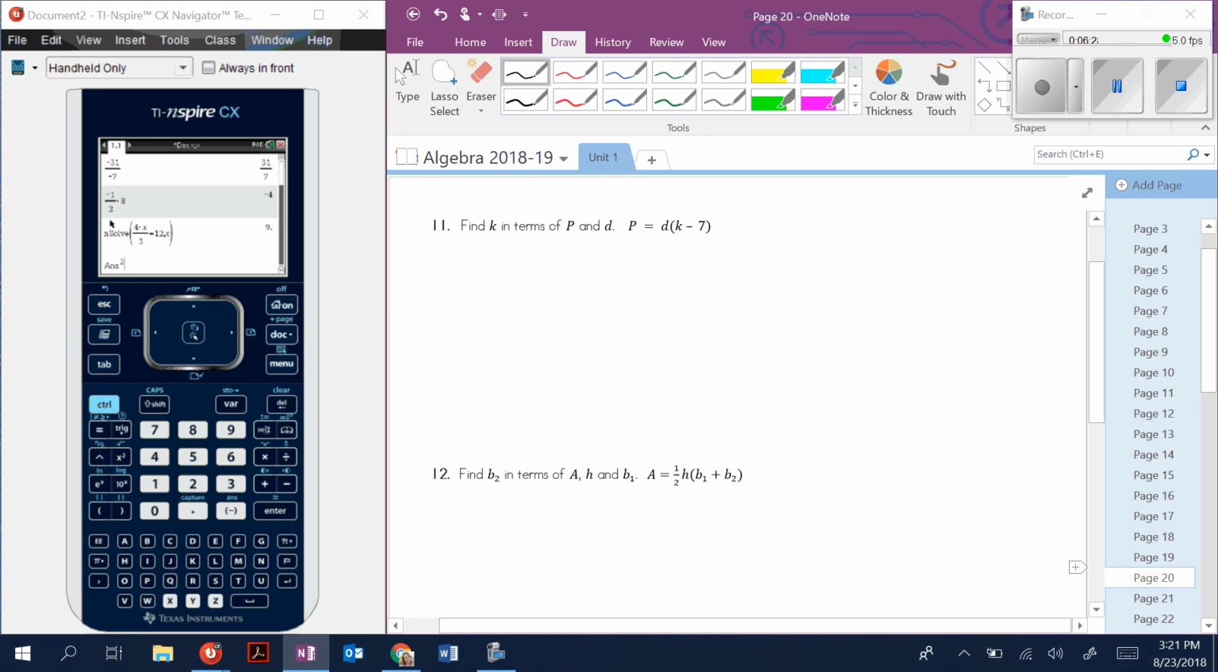Now, we're doing nothing differently. It's just sometimes worded a little bit differently. So 11 says find k. We're still finding k. And we're finding k in terms of p and d. All right, I got this.